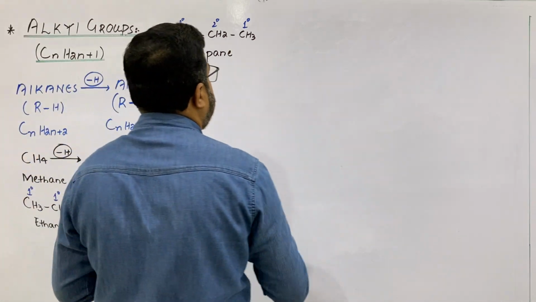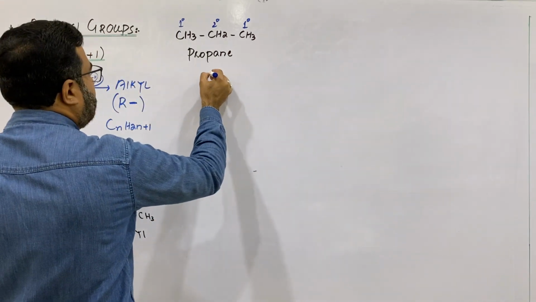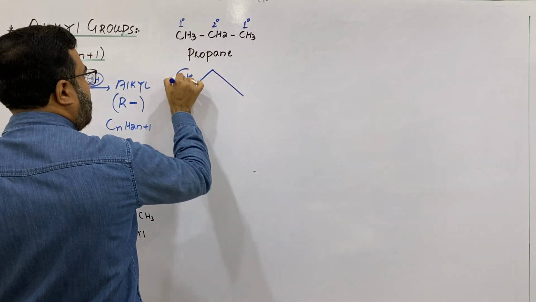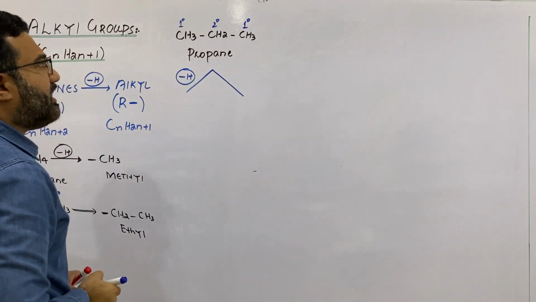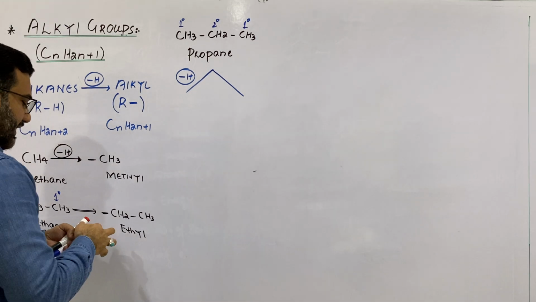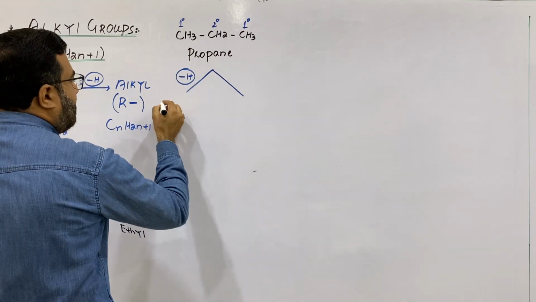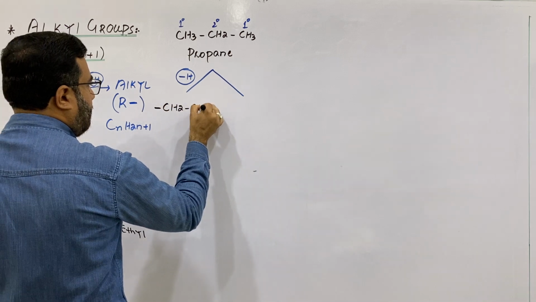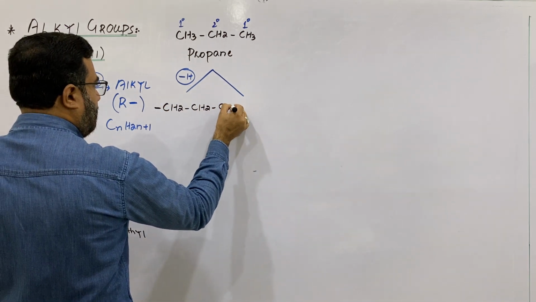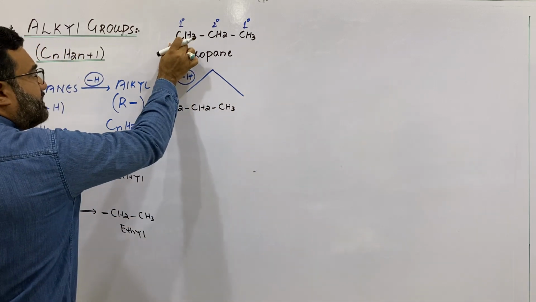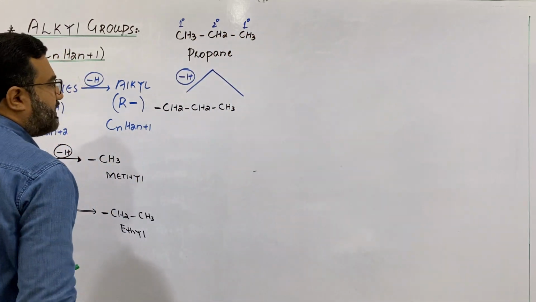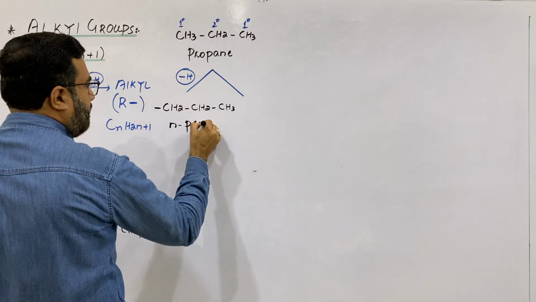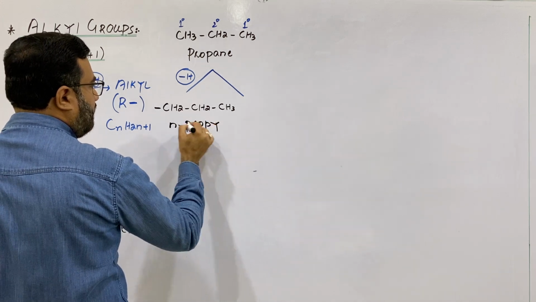Now it means there will be two options. Option number 1, remove hydrogen from any of the primary, because both primary are same. So remove hydrogen from any of these primary carbons, you will get this one. You can remove hydrogen from this carbon or the other, it makes no difference. So that will be called as the N propyl or normal propyl.